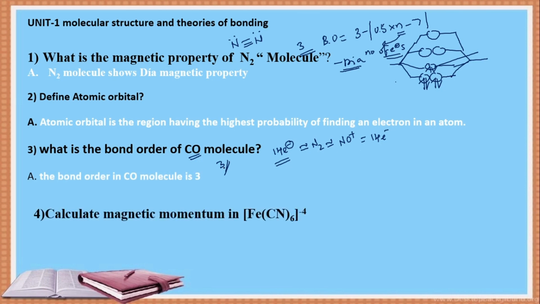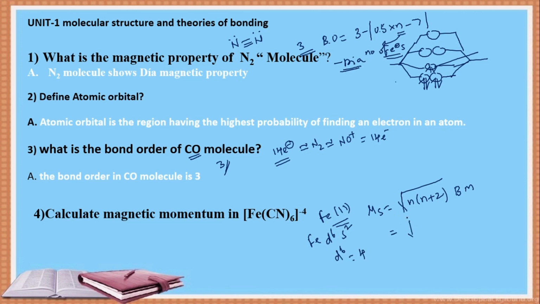Very clear, right? Next: calculate the magnetic moment in the [Fe(CN)6] hexacyanoferrate(II) complex, students. Here it is an Fe plus 2 complex, Fe in the plus 2 oxidation state. We are considering only the spin-only formula, which is square root of n into (n plus 2). Here n is the number of unpaired electrons in Fe2+. The electronic configuration of the iron atom is d6 4s2, but it lost 2 electrons. So d6 means the number of unpaired electrons is 4.